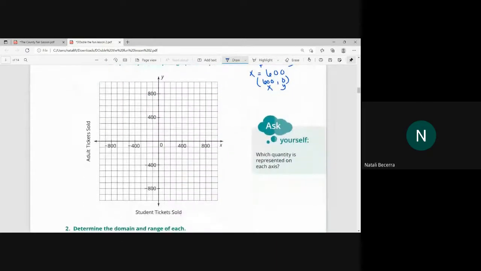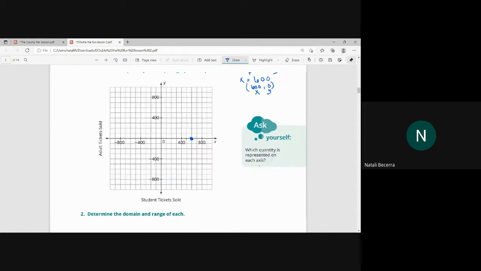there we go. So let's go ahead and plot that. So this is increasing by 100 every time. So this is 500 right here, and then 600 is going to be right here. All right, let's go ahead and do the y-intercept now.